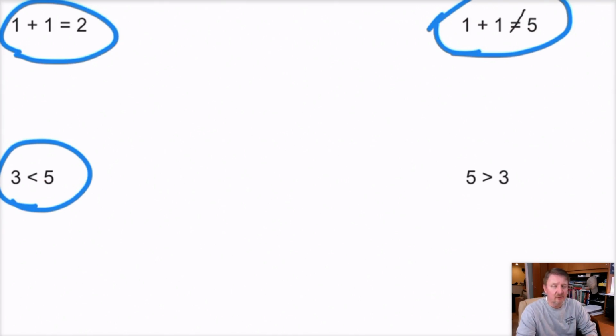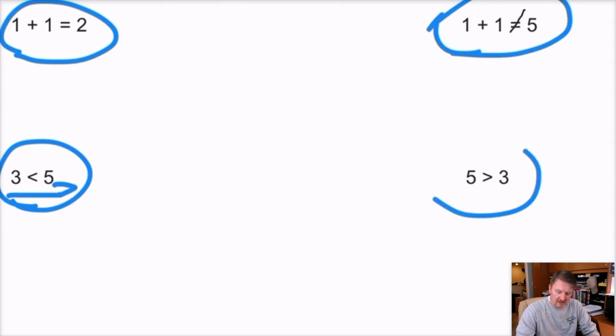Here you have 3 is less than 5. That's the only way you would read it. You wouldn't read it 5 is greater than 3. You would say 3 is less than 5. You read it left to right. Now the thing with this symbol is that it always points towards the smaller number. It always opens to the larger number.